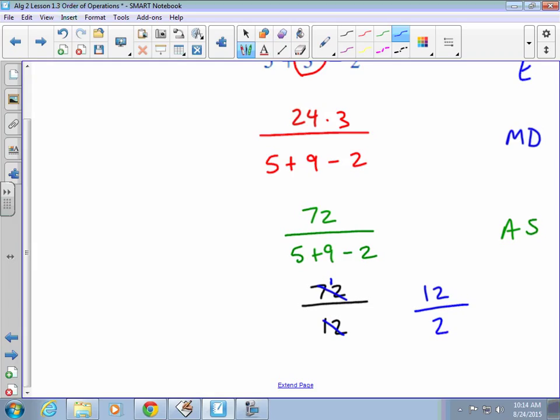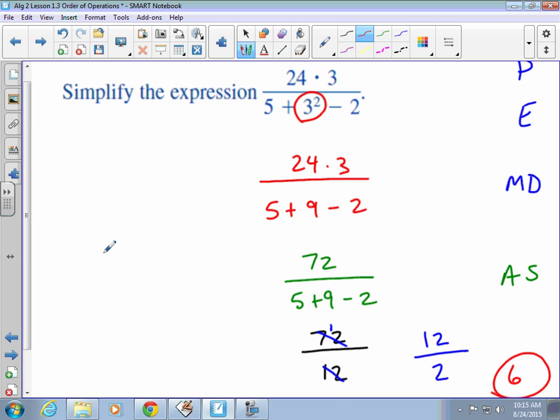So the number 12, excuse me, I'm having a little trouble with my arithmetic today, but 12 times 6 is in fact 72. So 6 is your simplified answer. But again, what we're looking at today is following the steps, following the order to get to the number 6.